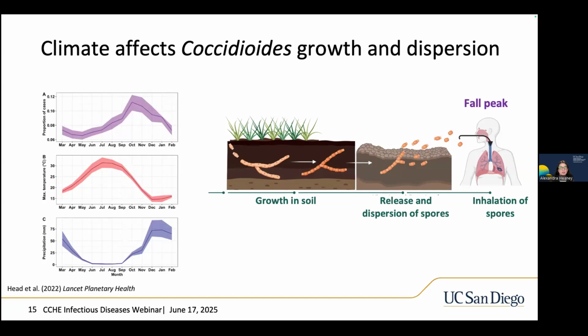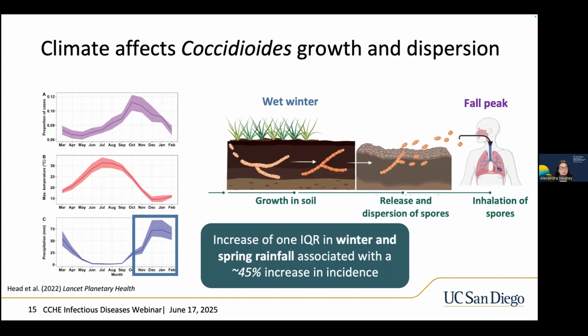So in a paper led by my fantastic colleague, Dr. Jennifer Head, who's an assistant professor at University of Michigan now, we investigated the lagged associations between temperature and precipitation with incidence rates of valley fever. Our results showed that increased precipitation in the winter season was associated with more cases of valley fever in the fall season. Specifically, we found that an increase of 1 interquartile range in winter and spring rainfall was associated with about a 45% increase in incidence of disease during the fall season.